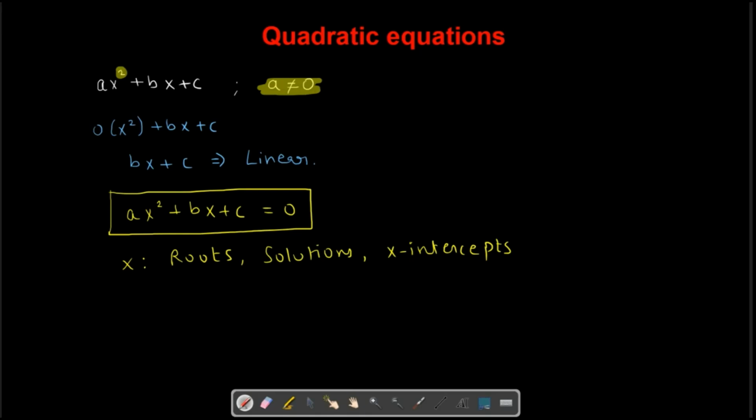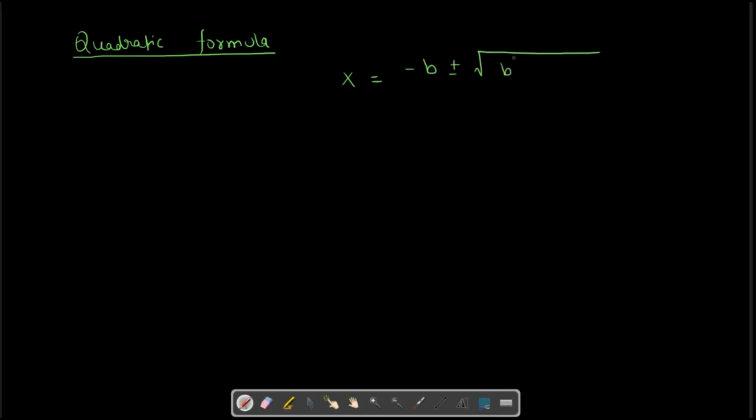So just like we talked in the blog, we have a nice and cozy formula for it, which is called the quadratic formula. So let's talk about that. The quadratic formula says that the value or the values of x for any quadratic equation is given by minus b plus minus the square root of b square minus 4ac over 2a.